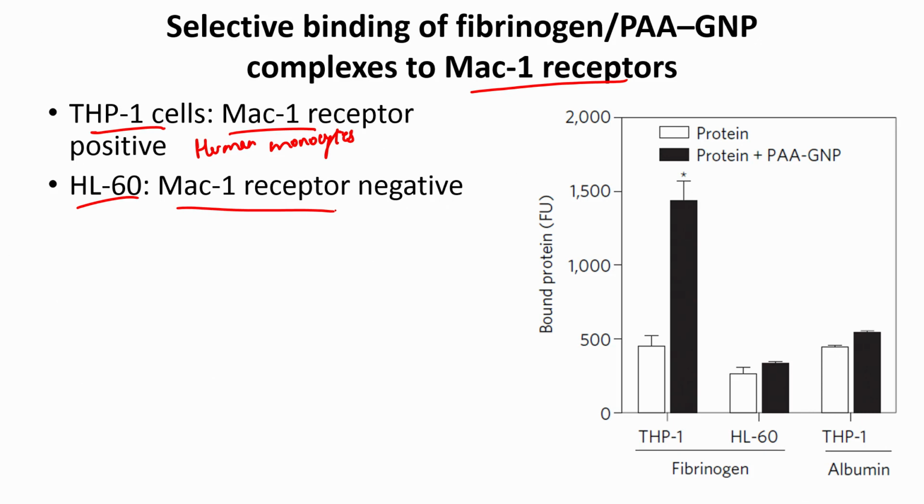What they see here is that if you just put protein, the amount of protein that gets bound to the cell surface is fairly low, but once you put protein plus gold nanoparticle you get quite a lot of protein on the cell, because now the MAC1 receptor site is accessible and the MAC1 receptor on the cell surface can bind to it, whereas in the negative cell line you do not see that. And if you incubate with albumin you also do not see that, because the albumin has already coated the particle, so the particle cannot bind to the fibrinogen.